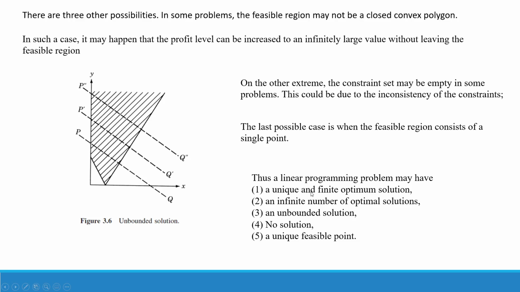First one is the unique and finite optimal solution. Second, an infinite number of optimal solutions. Third, an unbounded solution. Fourth, there is no solution. And finally, there is a unique feasible point solution.